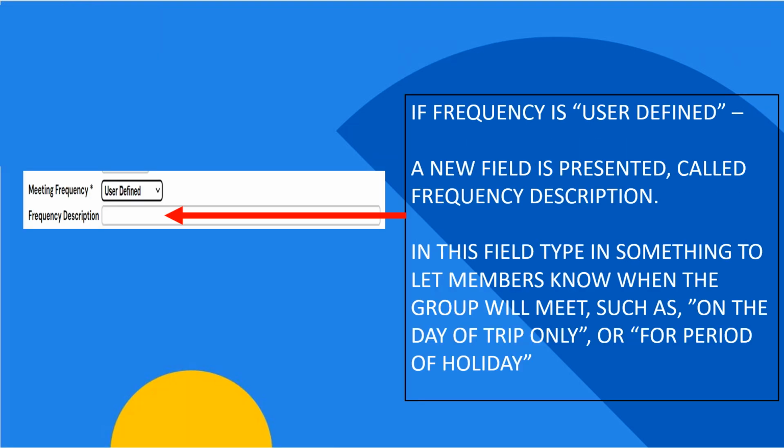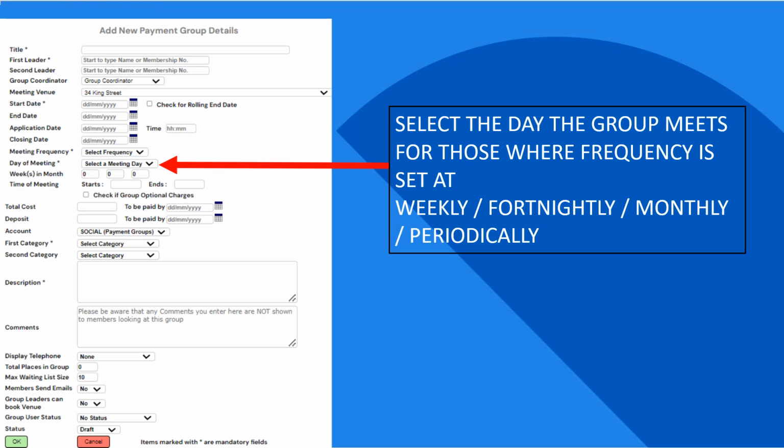If the frequency is selected as user-defined, a new field is presented, called frequency description. In this field, type in something to let members know when the group will meet, such as, on the day of trip only, or, for period of holiday. It is unlikely that this field will be used for payment groups, and if user-defined is selected, then the field is removed from the display.